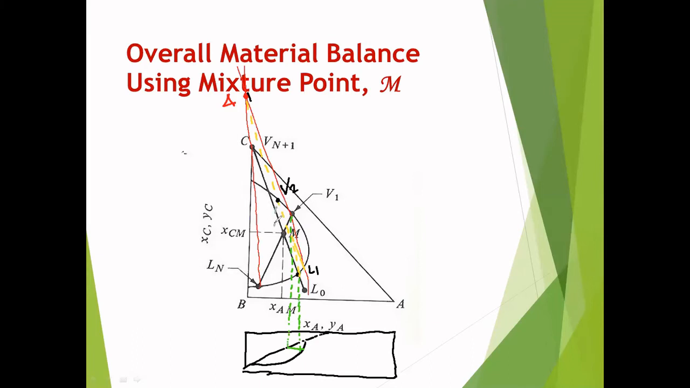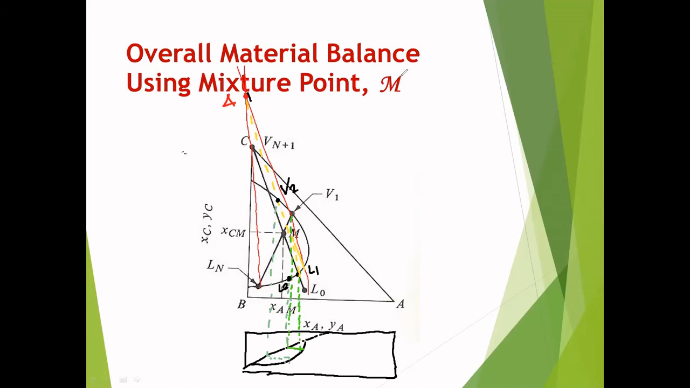Go down. Turn right. Go up. Let's say, for example, it will be here. This is just a sample, class. Then you have L2 now. This is L2. How do you find V3?